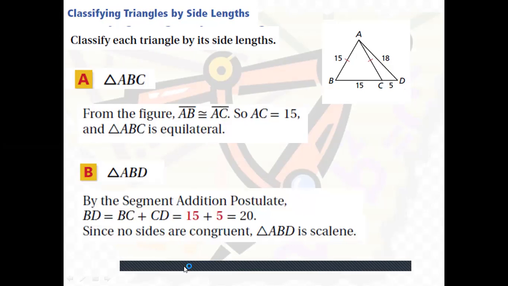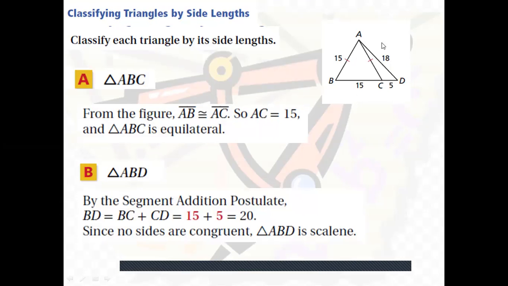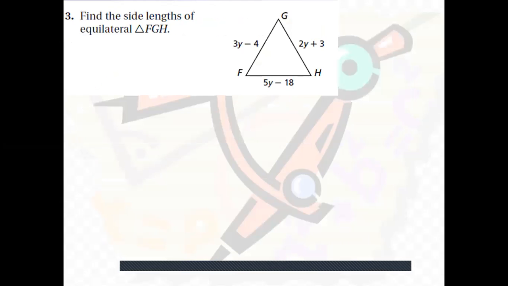So what does that make? That makes it a scalene triangle. So you need to observe the triangle very carefully, then you can identify the triangles. All right, let's move on to another one.